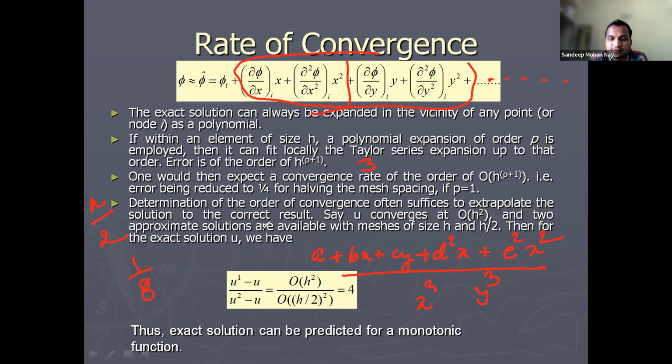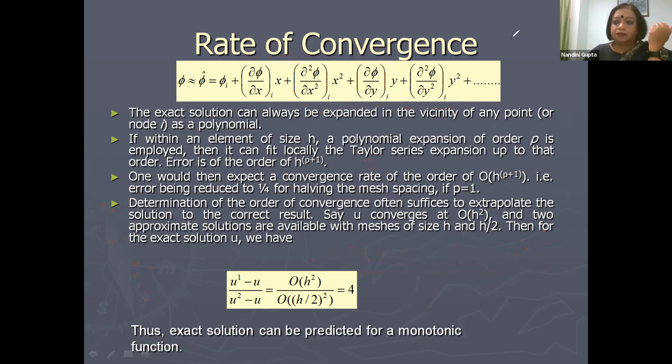So basically, if we know the order, we may not be able to evaluate the error, but we will be able to predict the solution as a monotonic function. So we will have some estimate.